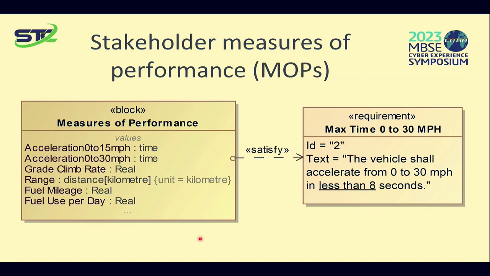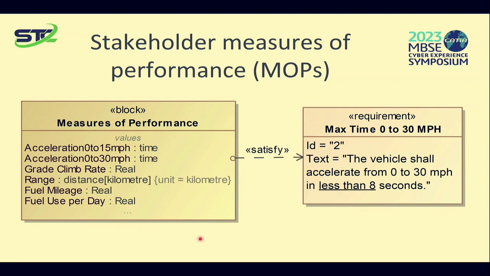And we did the similar thing in here where we said, hey, we're going to capture these measures of performance in a block, and we can actually use those in the simulation to determine whether or not we meet those. So what we did is we said acceleration 0 to 30 miles per hour is a value property, but then we're going to use a satisfy relationship to the requirement that says the vehicle shall accelerate from 0 to 30 miles per hour in less than 8 seconds.